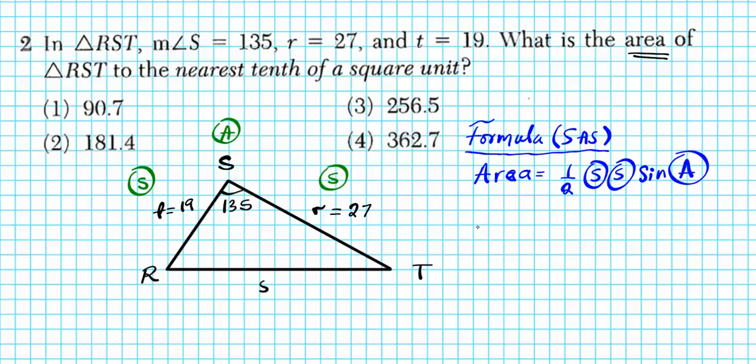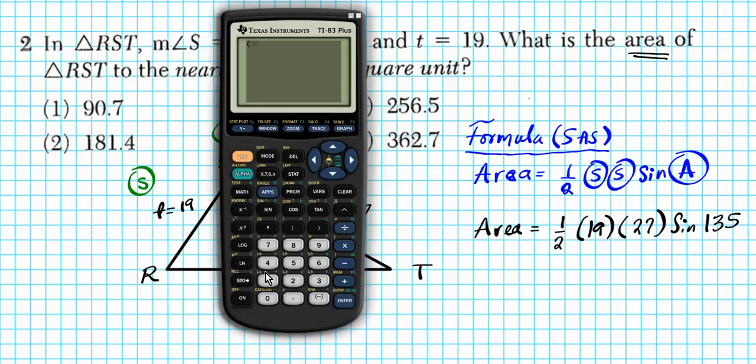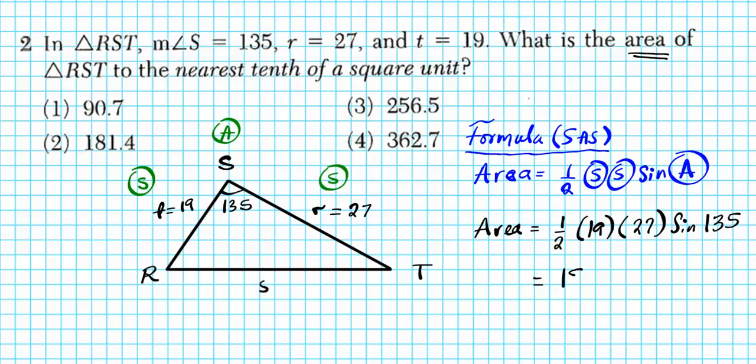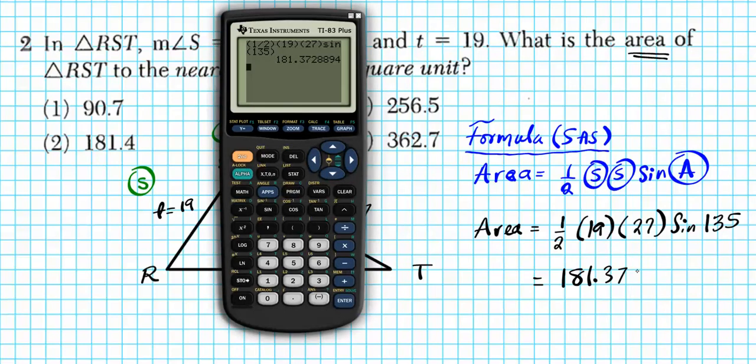So if we apply this formula to this situation here, we have the area equals 1/2 times the first side, 19, times the second side, 27, times the sine of the included angle. We just input this entire expression into our calculators. So we have 1/2 times 19 times 27 times the sine of the angle 135, and we get our area measure: 181.3728. Let me pull it up again. Actually, it's 181.3729.